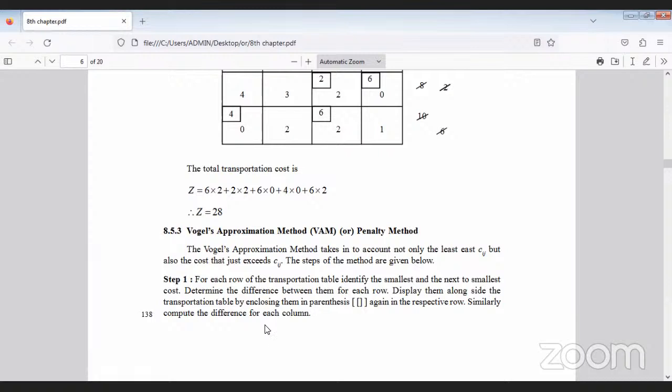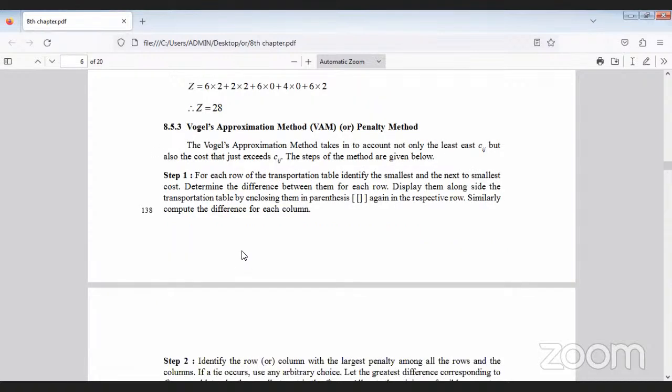The Vogel approximation method takes into account not only the least Cj but also the cost that just exceeds Cj. The steps of the method are given below. Step 1. For each row of the transportation table, identify the smallest and the next to smallest cost. Determine the difference for each row. Display them alongside the transportation table by enclosing them in parentheses, that is, brackets, against the respective row. Similarly, compute the difference in each column.